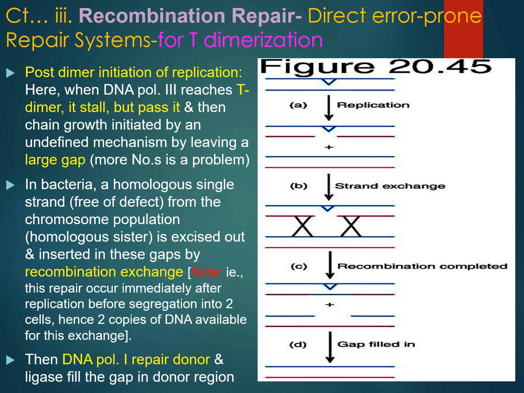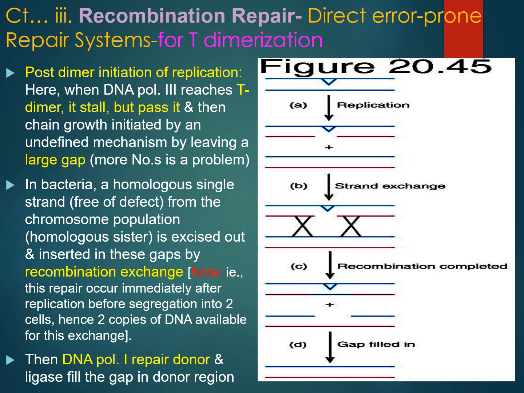Recombination repair: the same cyclobutane dimer formation is there, and somehow, with an unknown mechanism, the polymerase will proceed further and complete the replication. So there we will get a gap in the new strand.